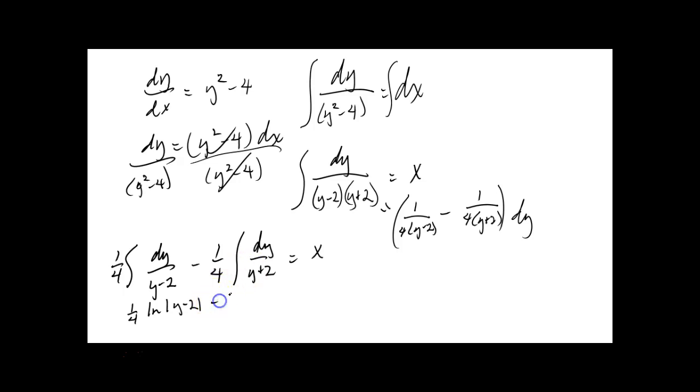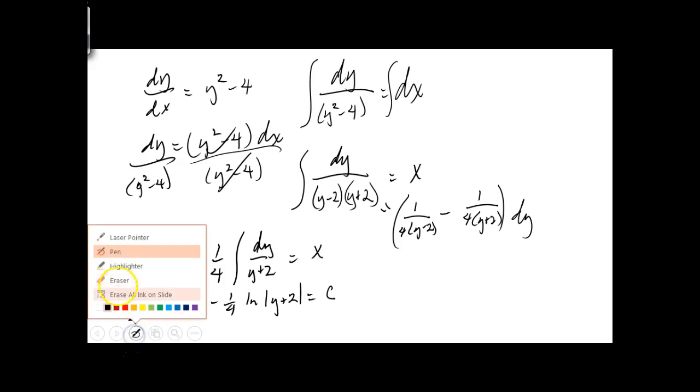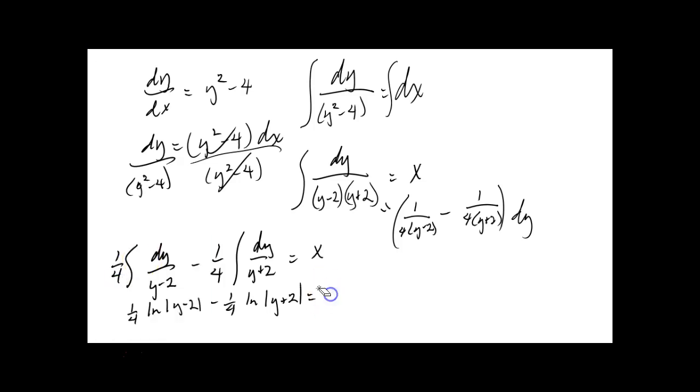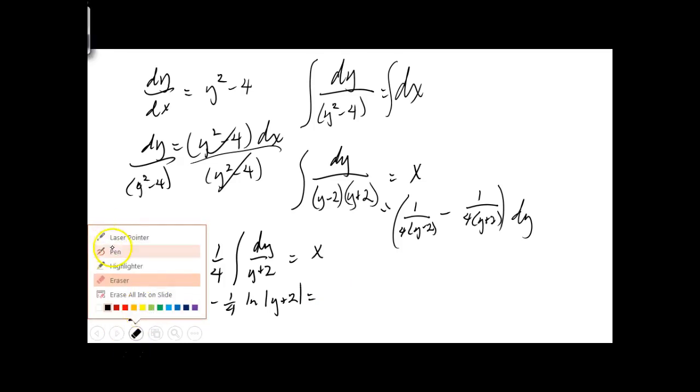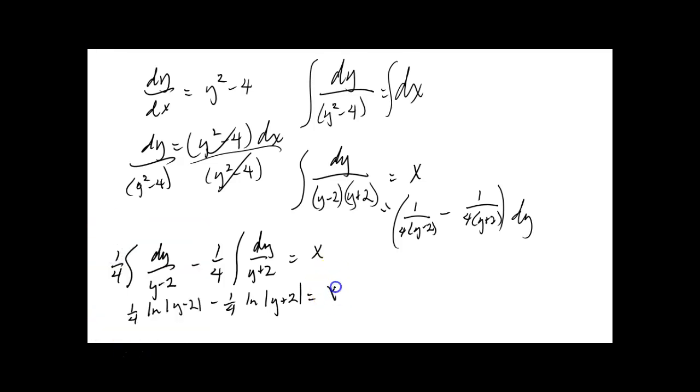And this will be minus 1/4 log of, again, absolute value bars, y plus 2. And this is equal to, I'm sorry, I keep wanting to put my c in there. But for right now, I'm going to put just x. Now, it's going to have a c in it.